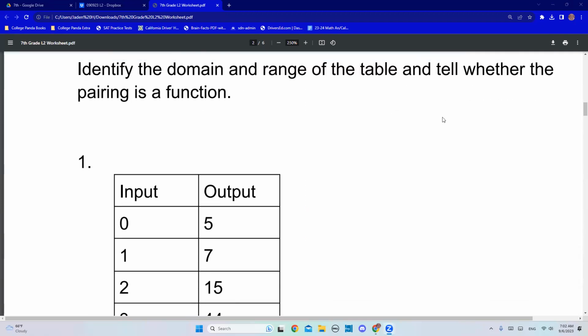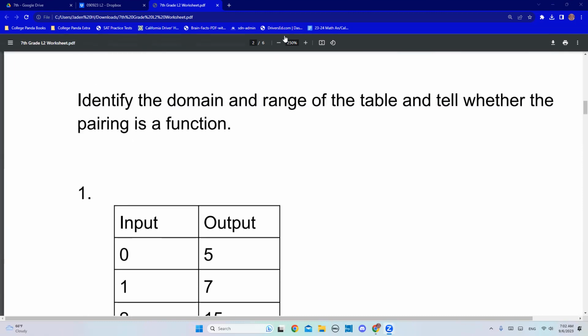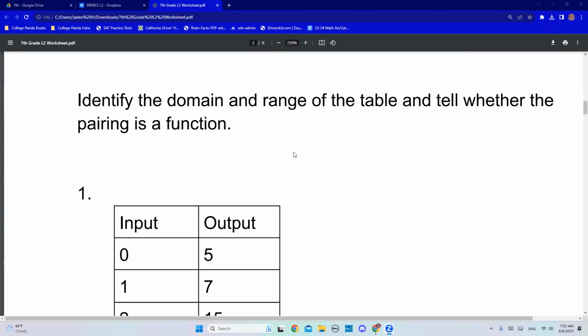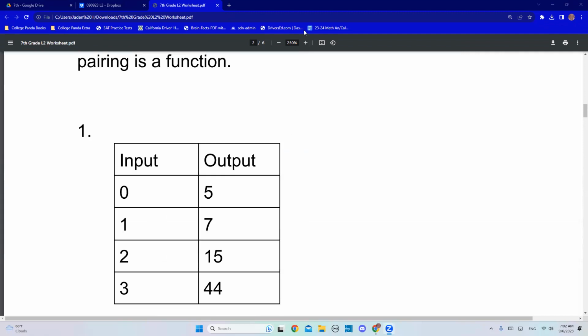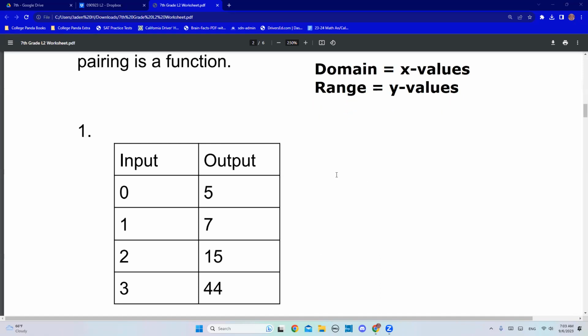Identify the domain and range of the table and tell whether the pairing is a function. All right, so let's try out number 1 and 2. Okay, so the domain for this, well, as you know, domain is for the x values. And the range is for the y values. So the input essentially are the x values, and the output is y values.